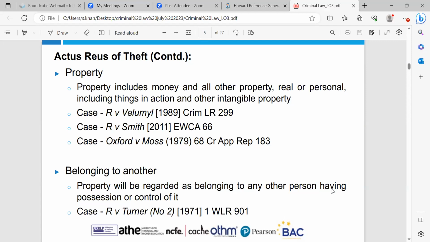And the case in regards to that, which is the first case we're going to be looking at, is the case of R v Williams, 1989. In this case, the defendant had taken money from his employer's safe and claimed that he intended to pay it back after the weekend. The Court of Appeal held that he had not intended to return the exact coins and notes, and that therefore he was properly convicted of theft.